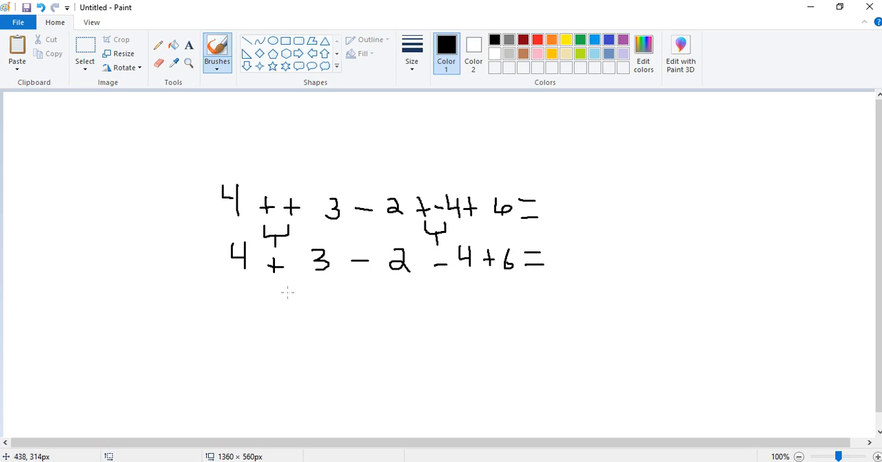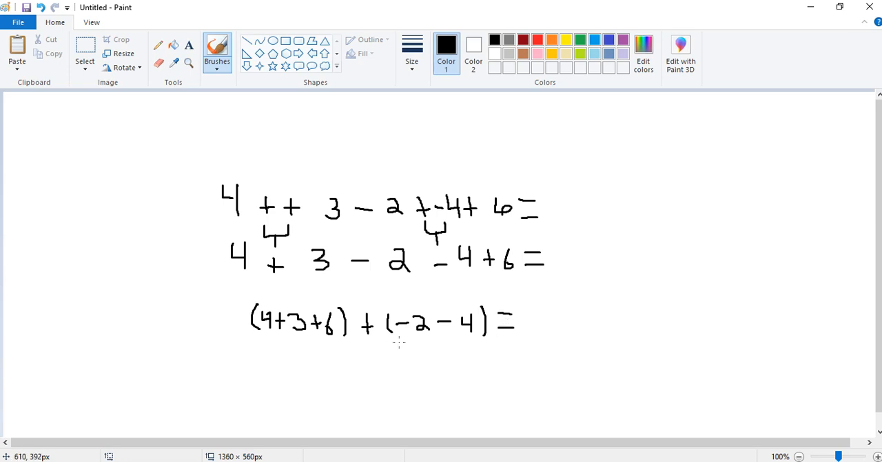Okay, so now we would put the positives on one side and the negatives on the other side. So the positives in this are 4 plus 3 plus 6. And we would add that to negative 2 and negative 4.